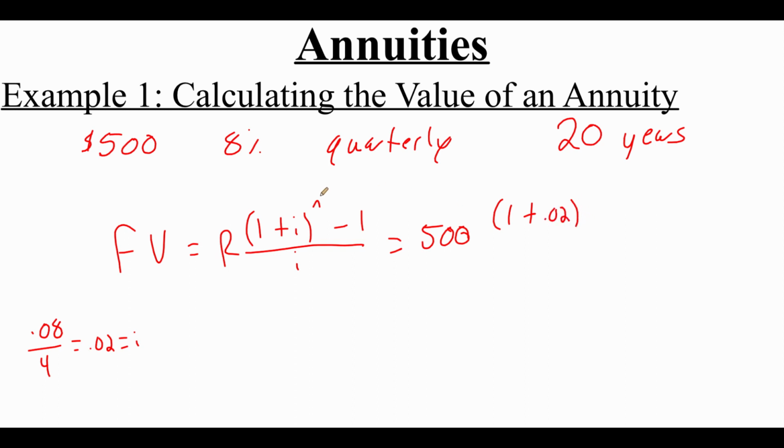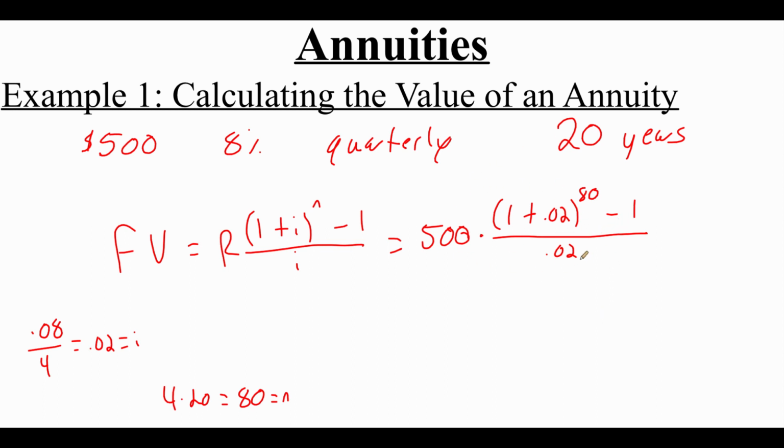Now I have to raise that to the power of n, and n is the total number of compoundings. So if we're compounding this quarterly, that means 4 times per year, and we're letting this go for 20 years. So if I take 4 times 20, then that n value should end up being 80. But then I'm supposed to subtract 1, and then I have to divide this by that I value. And earlier on we said the I value was 0.02. So I've got all of that information plugged into my formula.